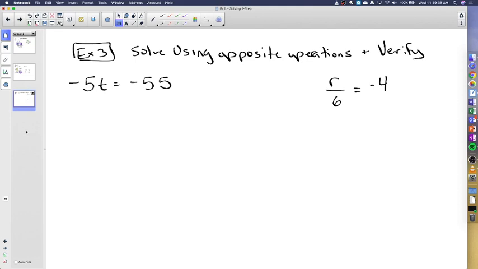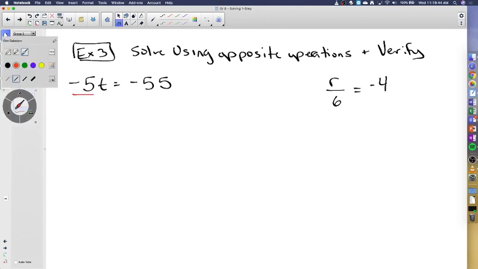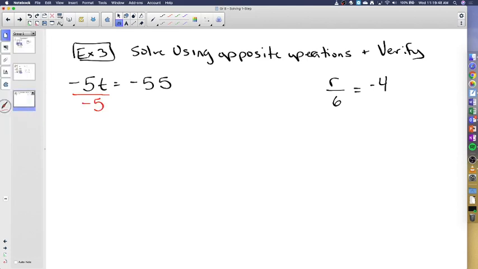So if I have -5 times t, the way I get rid of that -5 is I'm going to also divide by -5. If I multiply by -5 and then divide by -5, I'm going to get whatever number I started with back. So pick your favorite number. Mine's 8. So if I take 8 and I multiply by -5, I get -40. If I take -40 and divide by -5, I get back to positive 8.